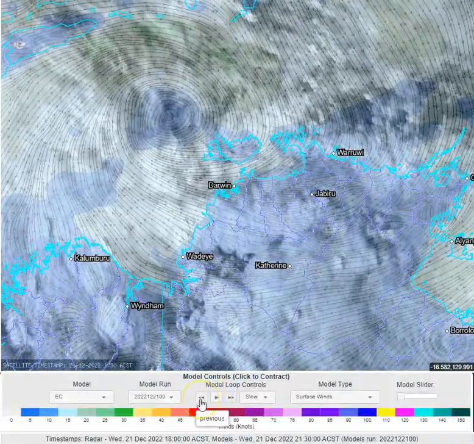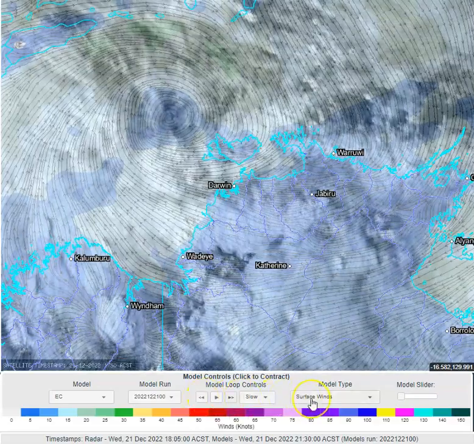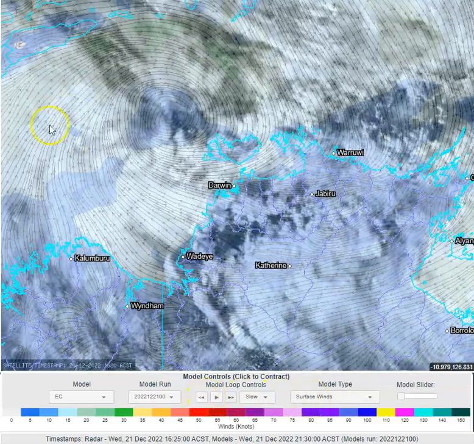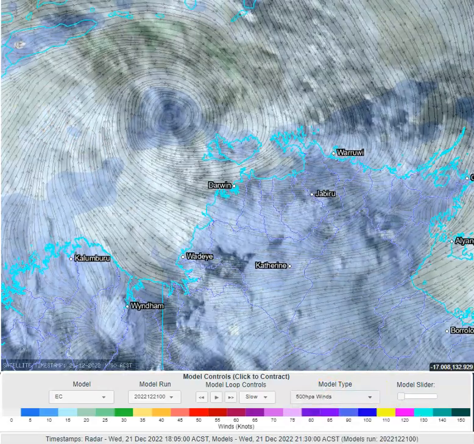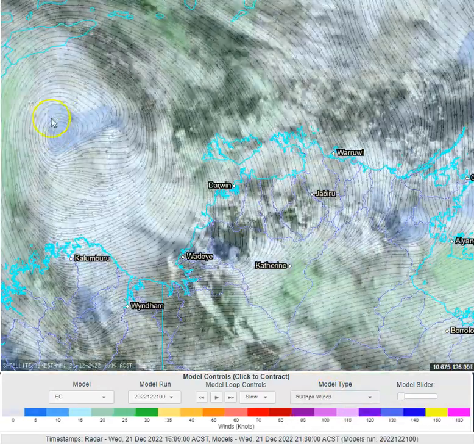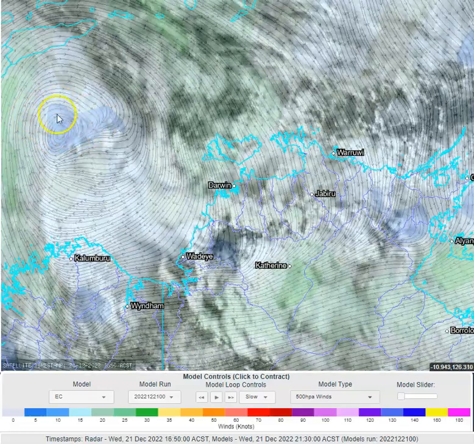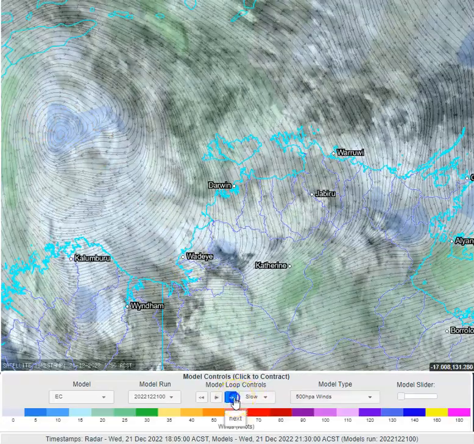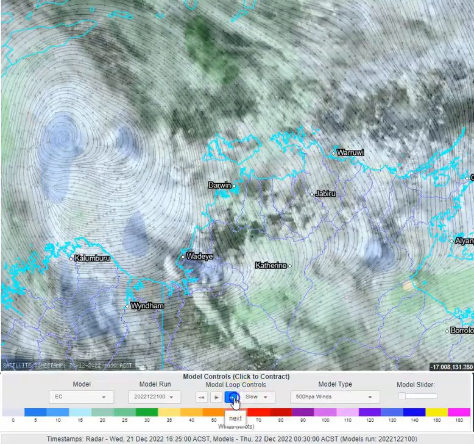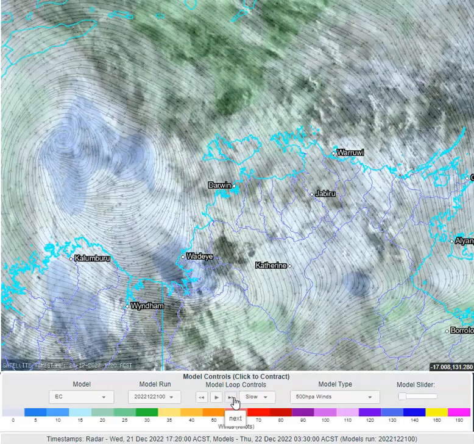The expectation from the upper level pattern though is a little bit different. So let's have a look with this second circulation out here to the west. This is our mid-level or upper level circulation. And what we can see here is that the centre of circulation of the system is located way out west. Now when we track tropical lows and tropical cyclones, we track their surface circulation. We don't track their mid-level circulation.